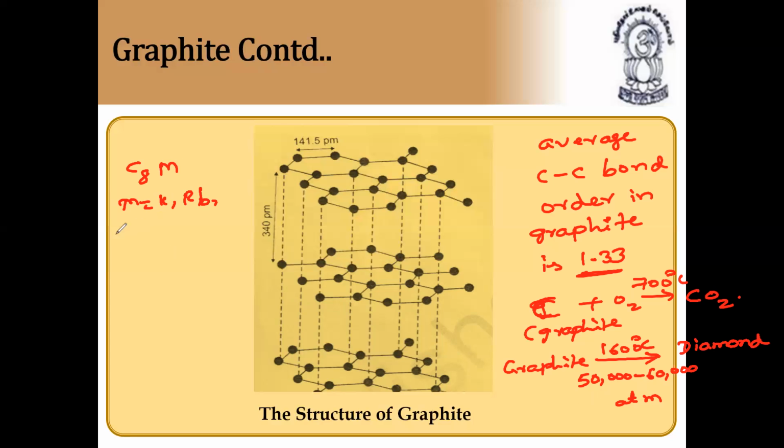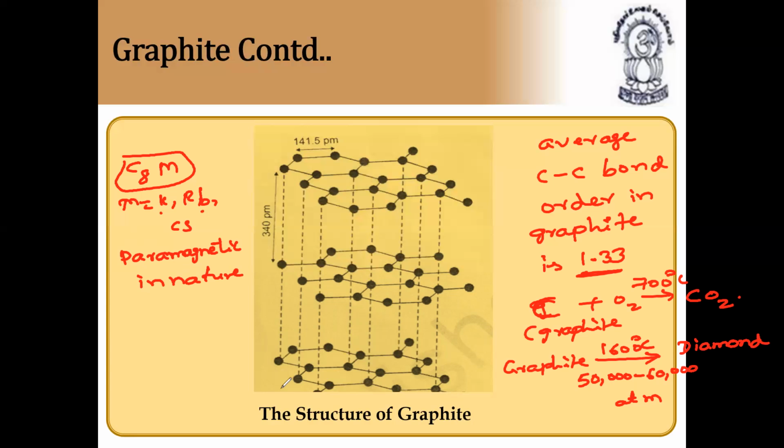So when graphite is heated to 300 degrees C with vapors of potassium, rubidium, cesium, it forms C8M. What is this C8M? It is paramagnetic in nature. Generally, graphite is diamagnetic and this C8M compound is paramagnetic in nature. M can be potassium, rubidium, cesium. All these are the important points based on graphite.